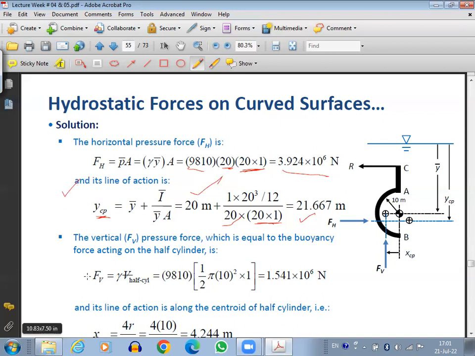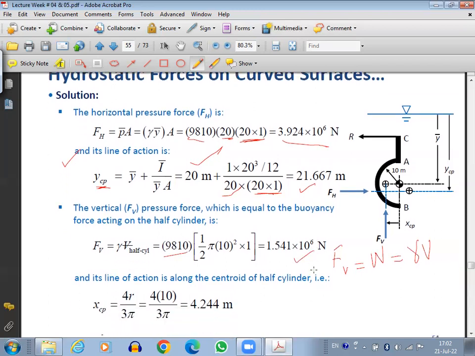For the vertical component of the force, we just have to find the weight of the water above it. So the vertical component of the force will be the weight, and as I told you, weight can be written as gamma into volume. I don't have to explain it again. Gamma is 9810. The volume is half of the circle multiplied by the depth inside. A circle is pi r square, so half of the circle is pi r square by 2. Multiply by the depth, which is 1 meter, substitute the values, and you get FV.